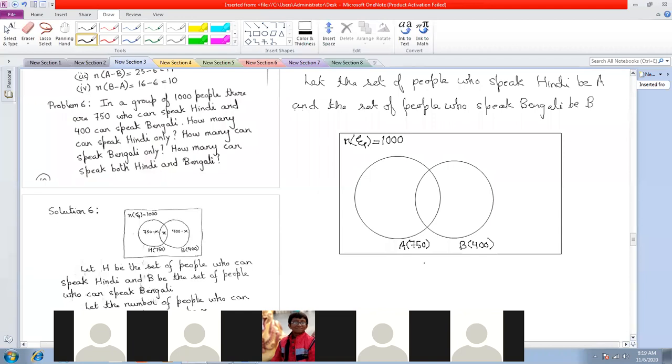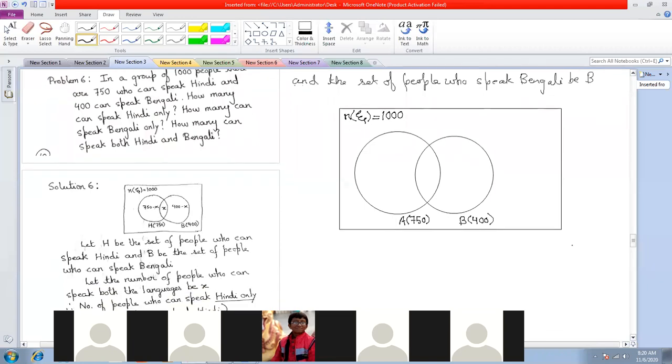So question is, how many can speak Hindi only? How many can speak Bengali only? How many can speak both the languages? Okay. Now suppose what is this entire circle here? Let me shade it in. This entire circle represents the set A. This entire circle represents the set B.